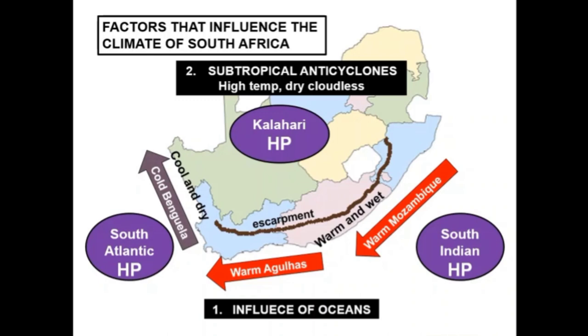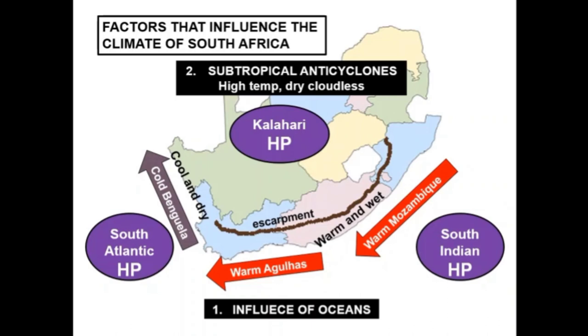South Atlantic high pressure, that is on the west coast. And then we have the South Indian high pressure on the east coast. Then we have, in the interior of the country, the Kalahari high pressure. Now you see that circle, it goes over the Free State, the Northern Cape, it looks like the Northwest Province. We can even include Gauteng also. The Kalahari high pressure has a huge influence on the climate conditions of the interior of the country.